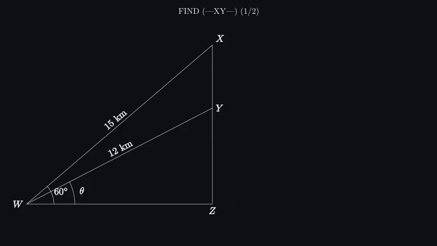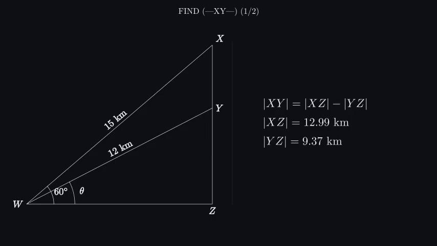Now we find length of XY. Since X, Y, and Z are on the same vertical pole, length of XY is the difference between length of XZ and length of YZ. We have length of XZ equals 12.99 kilometers and length of YZ equals 9.37 kilometers. Therefore, length of XY equals 3.62 kilometers.